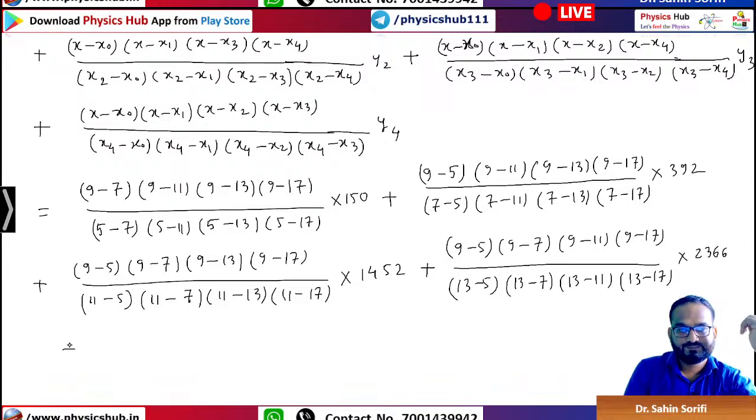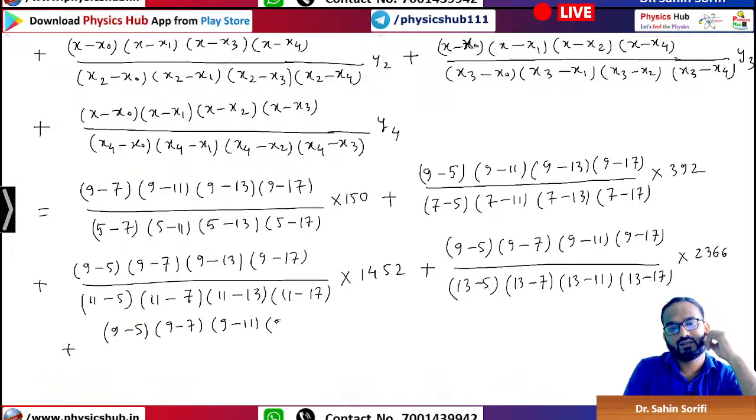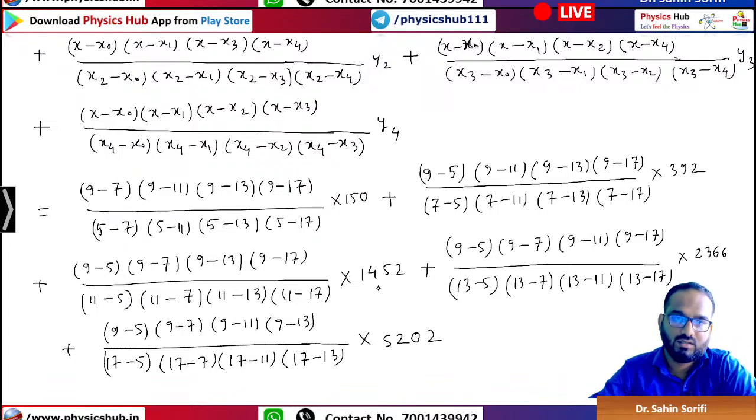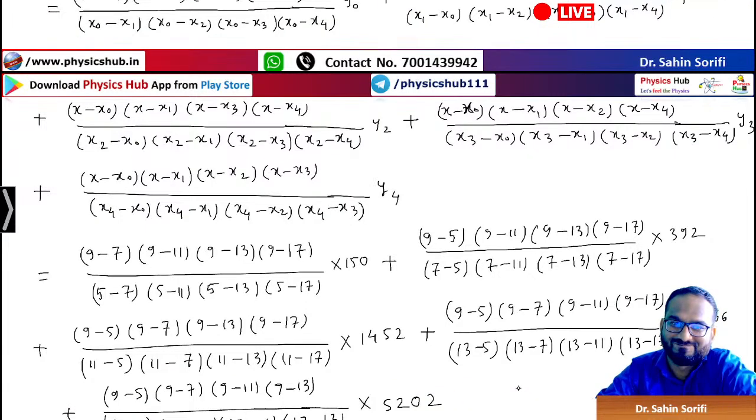The last term, 9 minus 5, 9 minus 7, 9 minus 11, 9 minus 13, 17 minus 5, 17 minus 7, 17 minus 11, 17 minus 13, and the value is 50. Oh my god. What a lengthy expression, one page. Even one page is not sufficient.